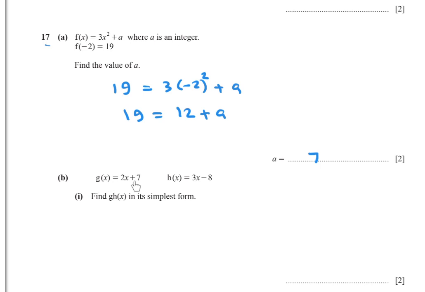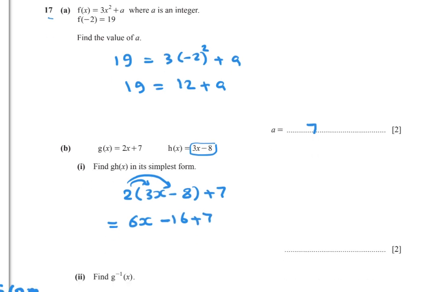B, g(x) equals 2x plus 7, h(x) equals 3x minus 8. Find gh(x). So we need g of h(x). So substitute x by 3x minus 8 in g. So 2 times 3x minus 8 plus 7. Simplify, so 2 multiply 3x equals 6x. 2 times negative 8, negative 16, plus 7. And negative 16 plus 7, so negative 9. So 6x minus 9.